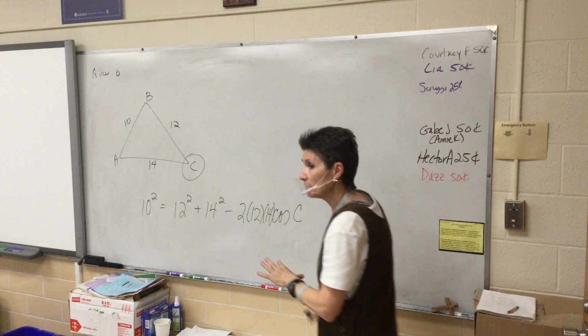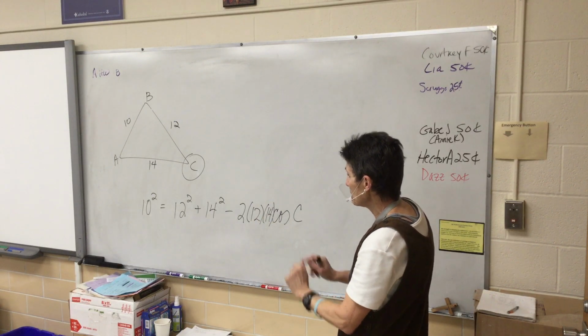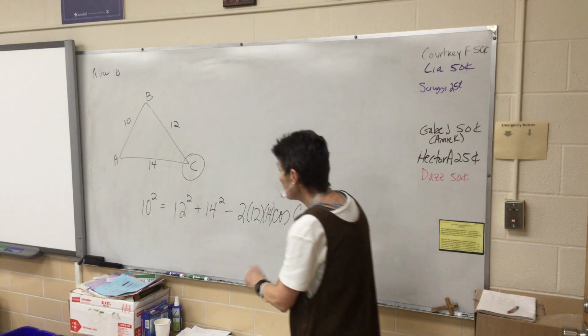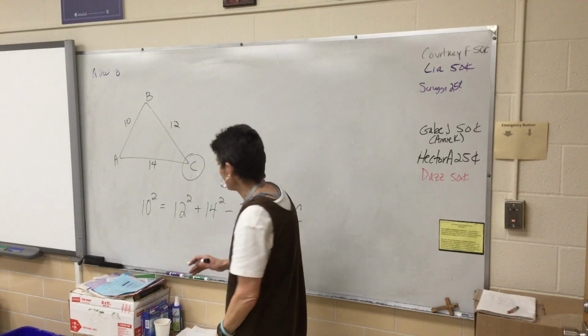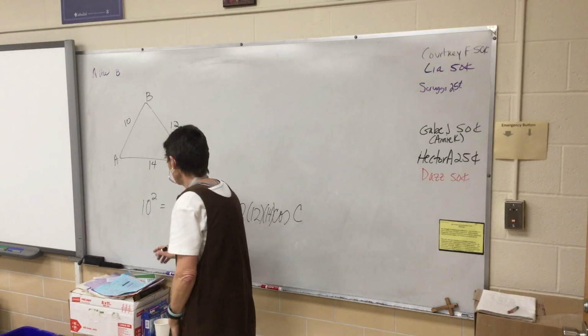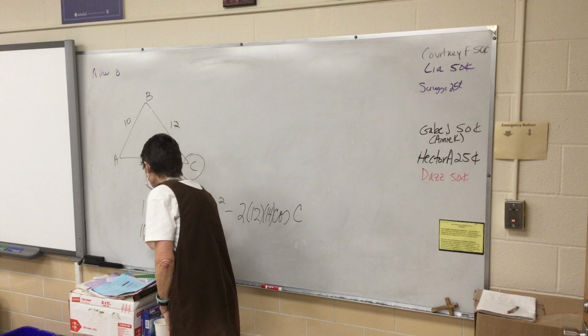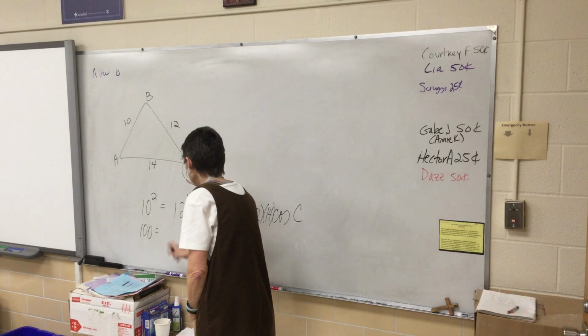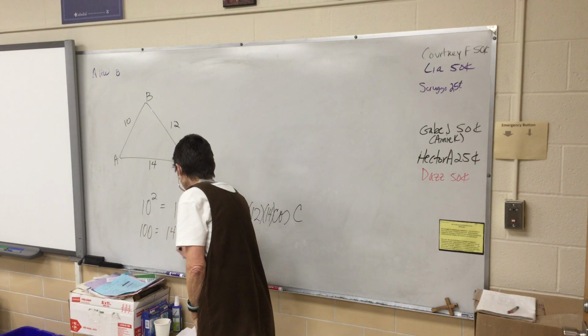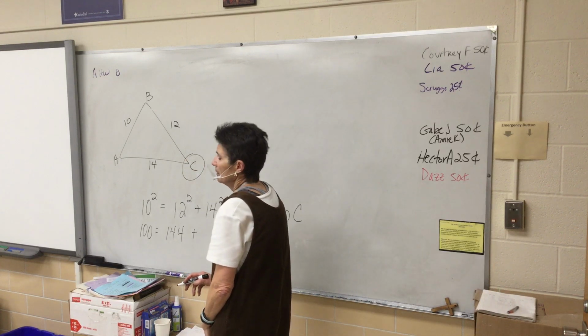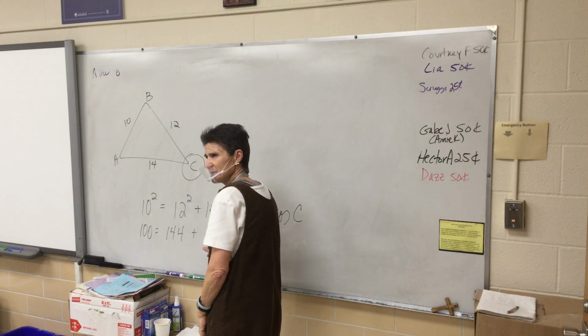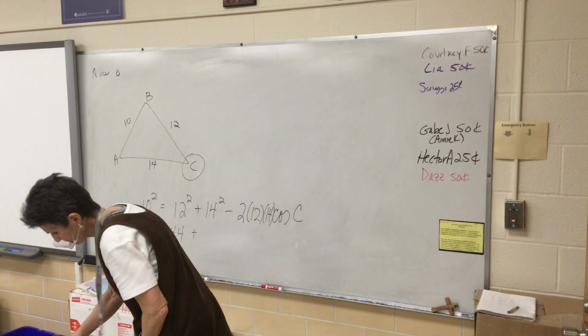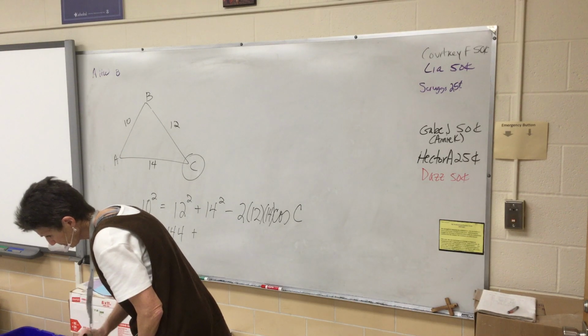Now this is a little bit harder to type in, so please be patient. Let's go ahead and square everything. You can use your calculator if you need it. So this is going to be 100. This is going to be 144. Oh shoot, I think this is 196. I better double check. Yep.